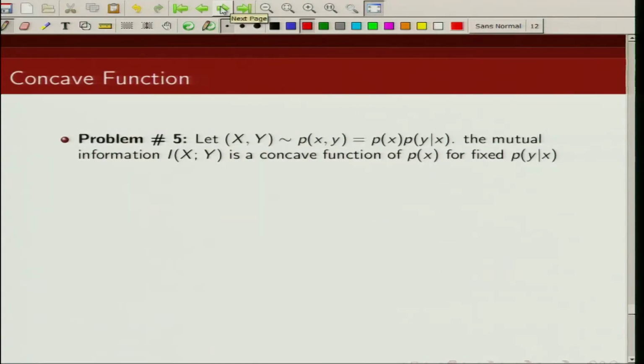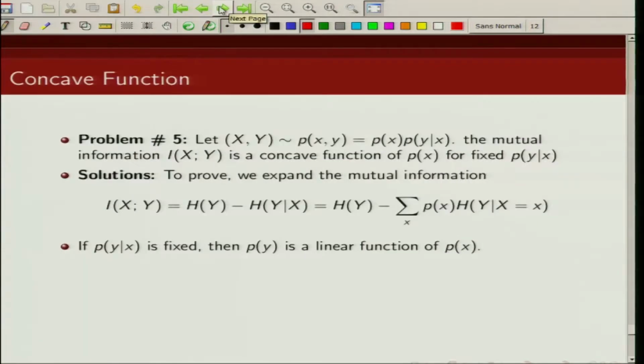Next we are going to show that mutual information is a concave function of P of X for a fixed P of Y given X. So mutual information is a concave function of P of X for a given fixed P of Y given X. So how do we prove this? From the definition of mutual information between X and Y, we can write it as uncertainty in Y minus uncertainty in Y given X.